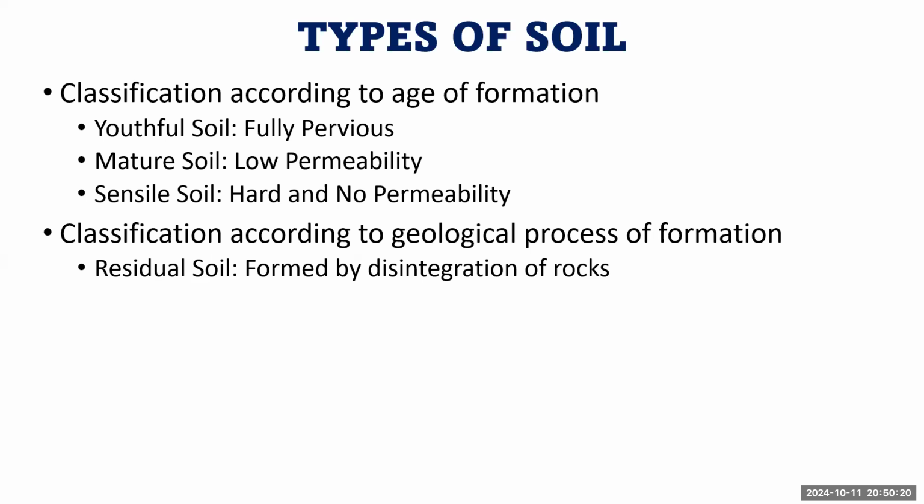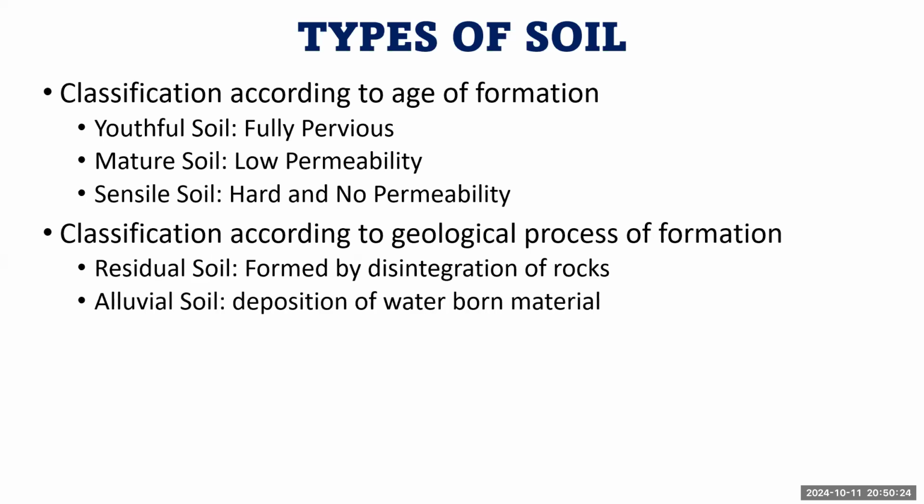According to the geological process of formation, the soils are classified as residue soils. Residue soils are the soils which are formed by disintegration of rocks. So one example of residue soil is the laterite soil, which is formed due to disintegration of laterite rock. Then second is the black cotton soil. It is the residue soil of the disintegration of basalt rock.